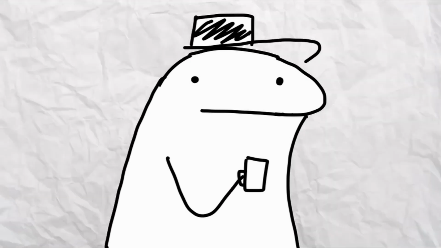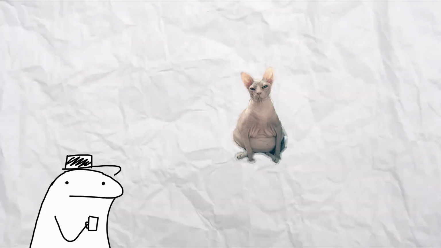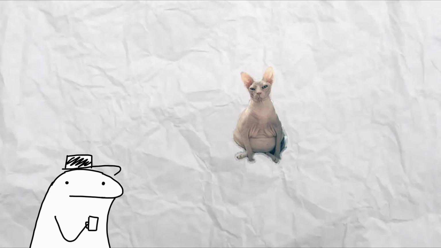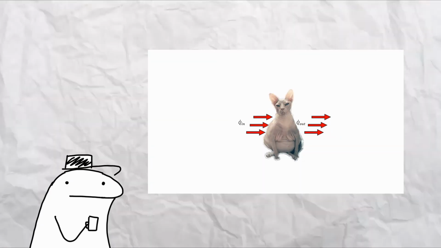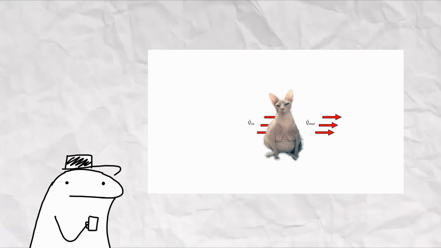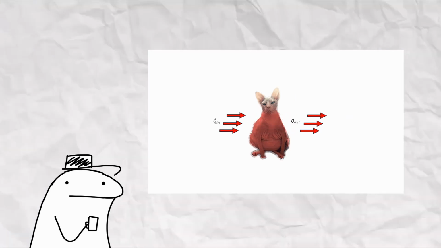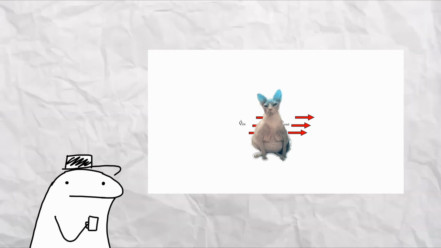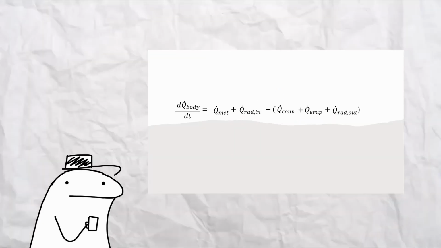Let me introduce you to my buddy, the hairless cat. To understand the feels-like temperature, we need to look at how heat moves between the cat's body and the environment. The key idea is simple. What the cat feels depends on how fast heat enters and leaves its body. If heat enters faster than it leaves, the cat heats up. If heat leaves faster than it enters, it cools down. So, what matters is the rate of heat transfer.